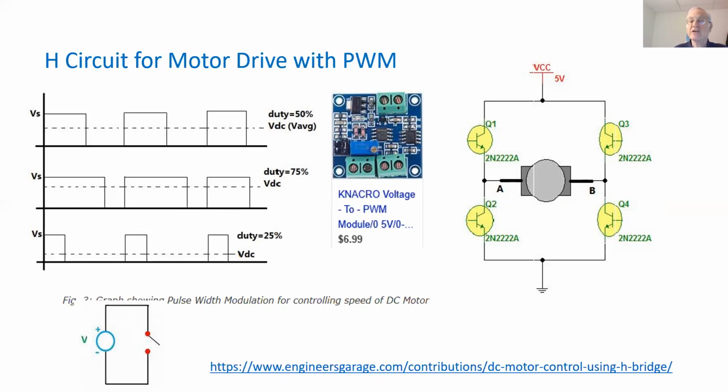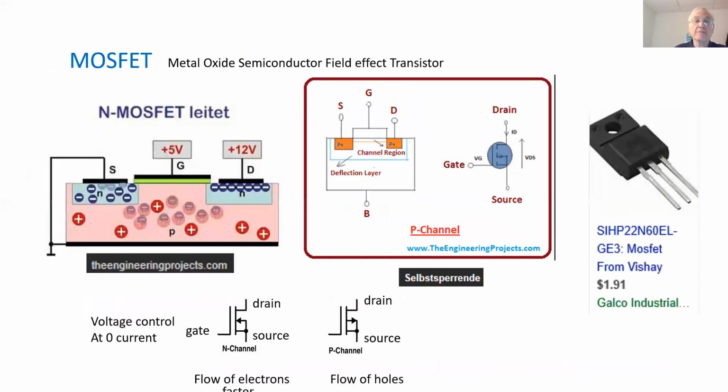We see over here an example where we have transistors with 5 volts driving a motor. So when we switch the Q1 and Q4 transistors, we get a current moving in this direction, where the motor is driven in one direction, and then if we switch Q3 and Q2, we reverse the polarity, and the motor is driven in the opposite direction.